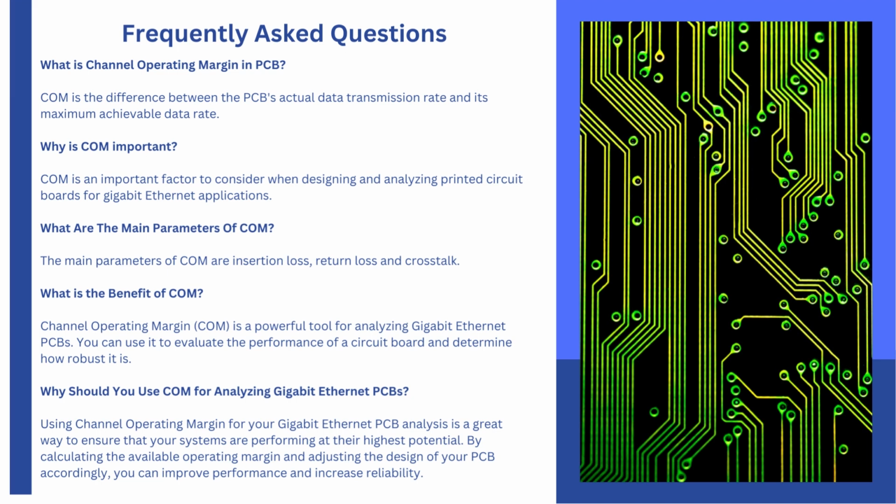What is the benefit of COM? Channel operating margin, COM, is a powerful tool for analyzing Gigabit Ethernet PCBs. You can use it to evaluate the performance of a circuit board and determine how robust it is. Why should you use COM for analyzing Gigabit Ethernet PCBs? Using channel operating margin for your Gigabit Ethernet PCB analysis is a great way to ensure that your systems are performing at their highest potential. By calculating the available operating margin and adjusting the design of your PCB accordingly, you can improve performance and increase reliability.